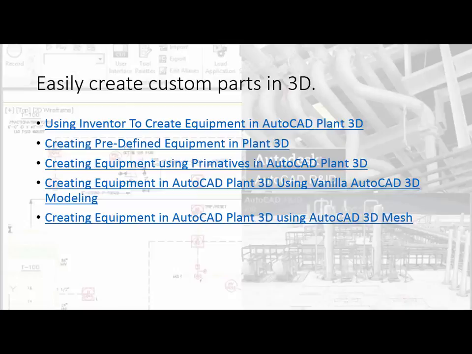Creating custom parts in 3D is a breeze. You will be amazed at how simple it is to take parts, whether you copy them from other sheets that you have, or use things such as Inventor, the predefined equipment in Plant 3D that you can modify, primitives in Plant 3D, regular AutoCAD to create parts, or even AutoCAD meshing. And we'll take a look at a few of those.